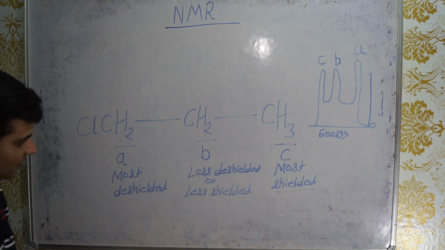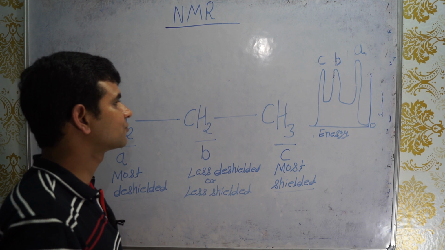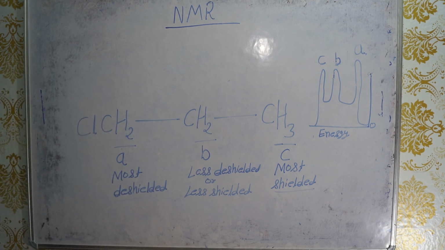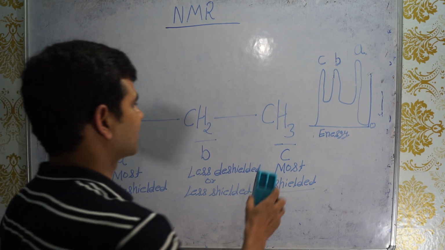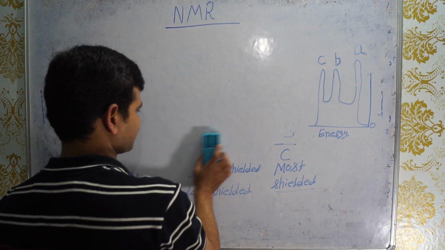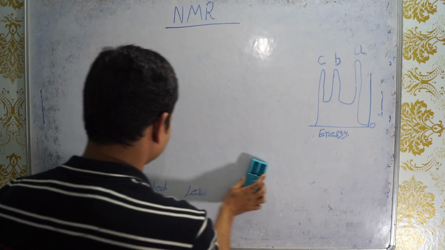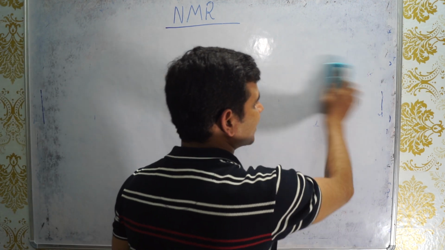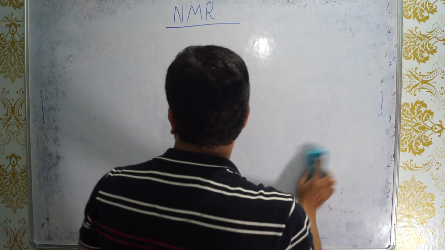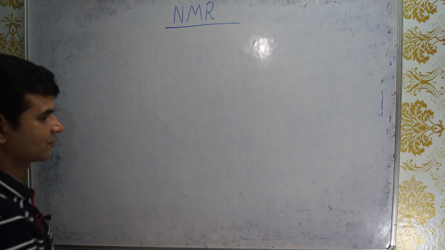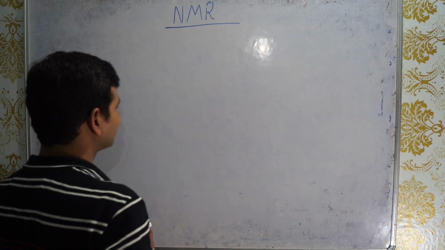Now let's discuss 2-chloropropane. What will happen if chloropropane is available in the form of 2-chloropropane? Then what will happen in an NMR machine? In the second case, we are supposing that C3H7Cl is available in the form of 2-chloropropane.